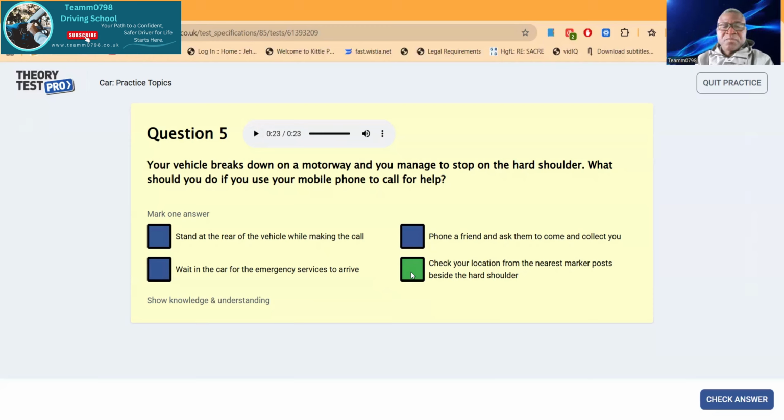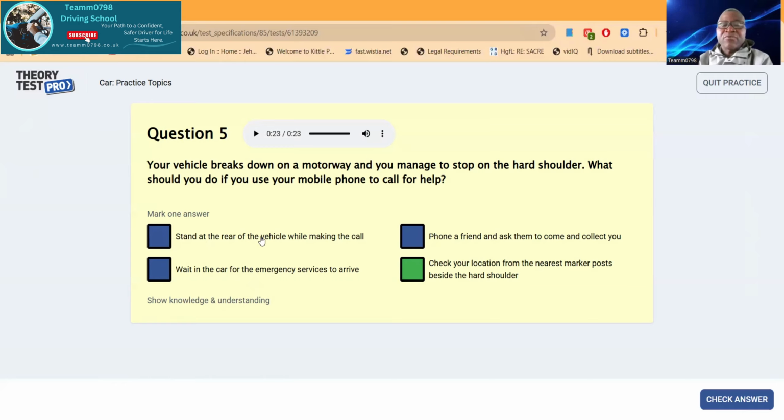Okay. So initially I selected this one, stand at the rear of the vehicle while making a phone call. Phone a friend, that's not the correct answer. Wait in the car for emergency services. Do not wait in the car when you break down. Get out of the car and move away from the car, okay?